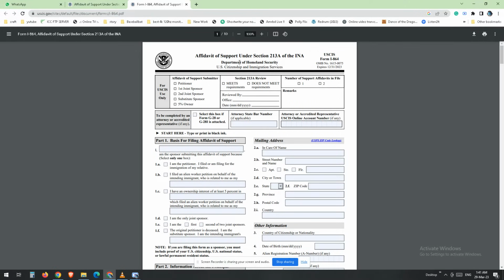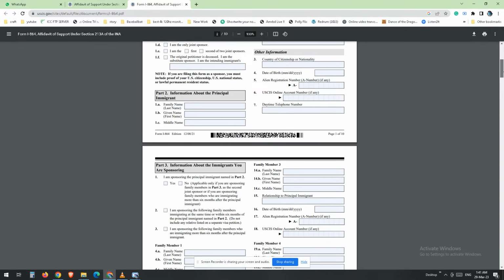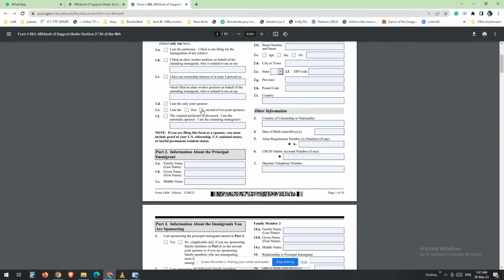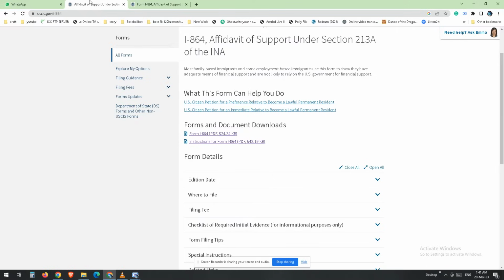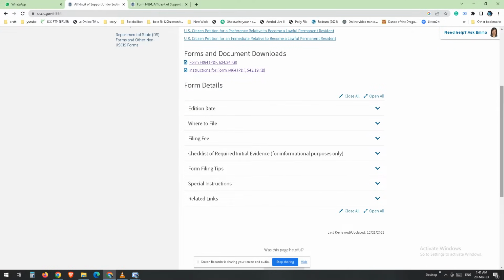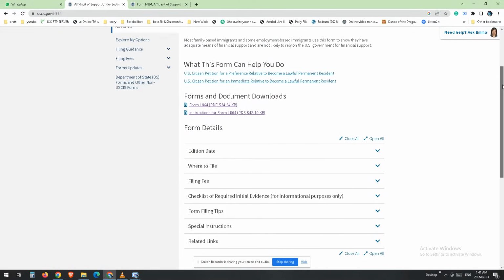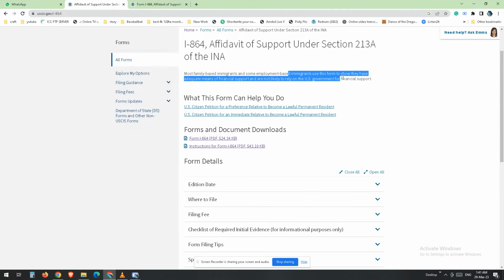What is US's Form I-864? US's Form I-864 is a legally binding agreement between the sponsor and the U.S. government, affirming that the sponsor will provide financial support to the intending immigrant until they become a U.S. citizen, or meet certain work requirements. The affidavit of support ensures that the intending immigrant will not become a public charge, and that the U.S. government will not need to provide financial assistance to the immigrant.